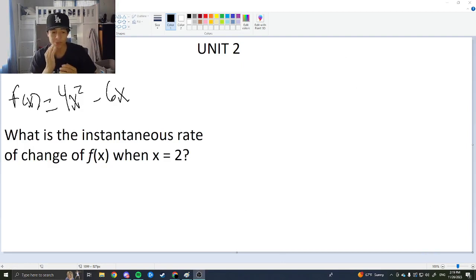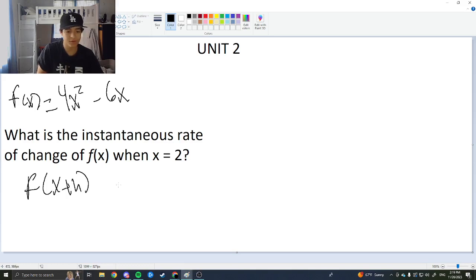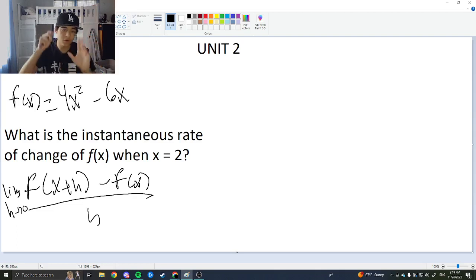Okay, so for another example, we're going to look at what is the instantaneous rate of change of f of x when x equals 2. We have our f of x formula right here. As a reminder, the formula is f of x plus h minus f of x over h when h is approaching 0. I'll give you all a second to solve this. Go ahead, pause. I'll do a little 3, 2, 1.